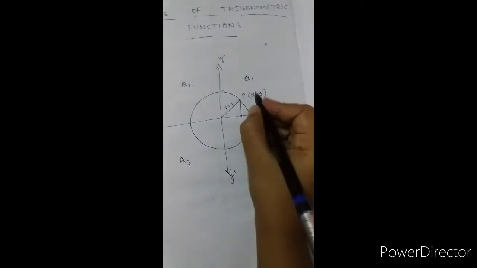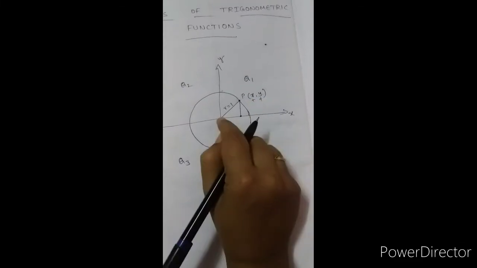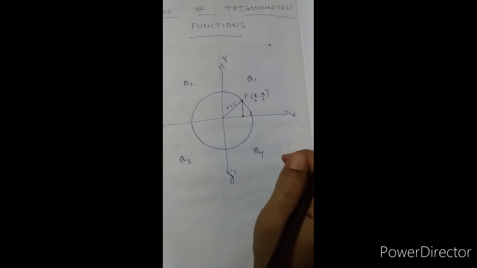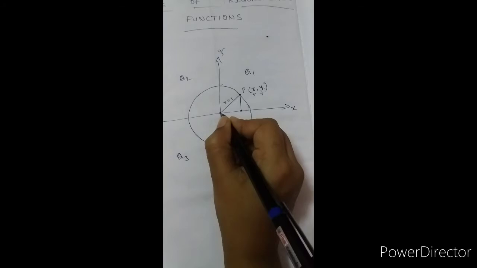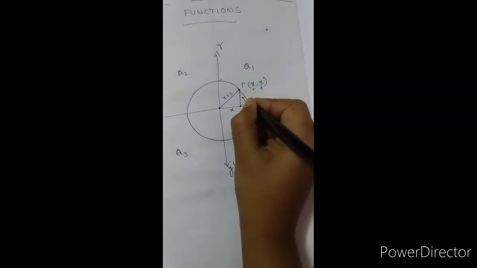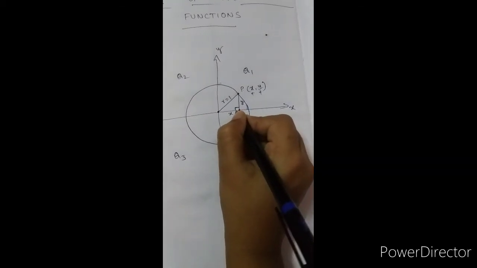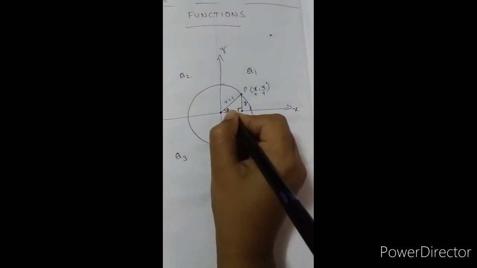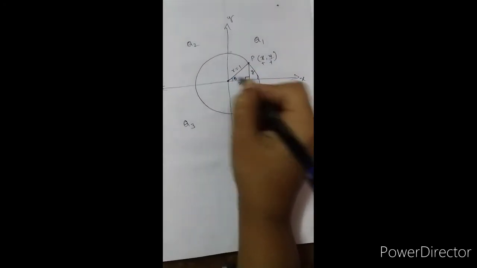Here in quadrant 1, x value is positive and y value is also positive, because x is in the positive x-axis and y is also in the positive y-axis. Okay, so this is the origin point and the distance between this point and this point is x and this is y. So this is a perpendicular angle, which means 90 degrees, and we have to consider theta here. Now this is a right angle triangle.